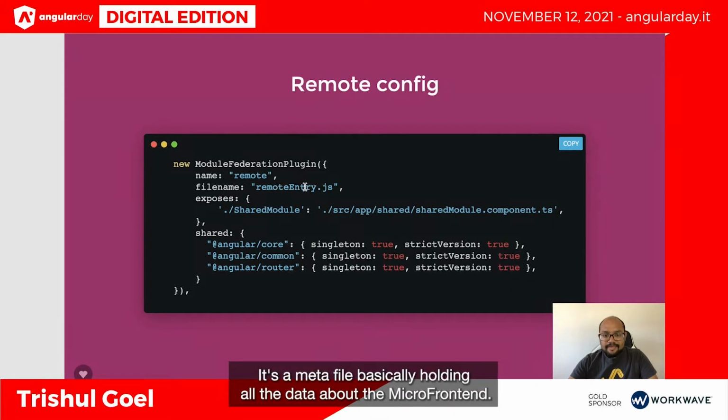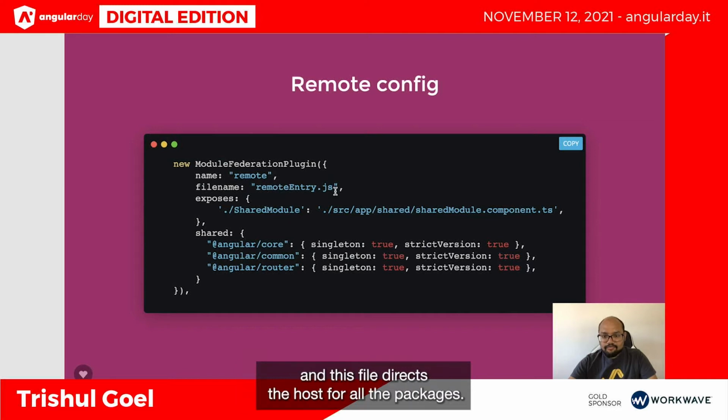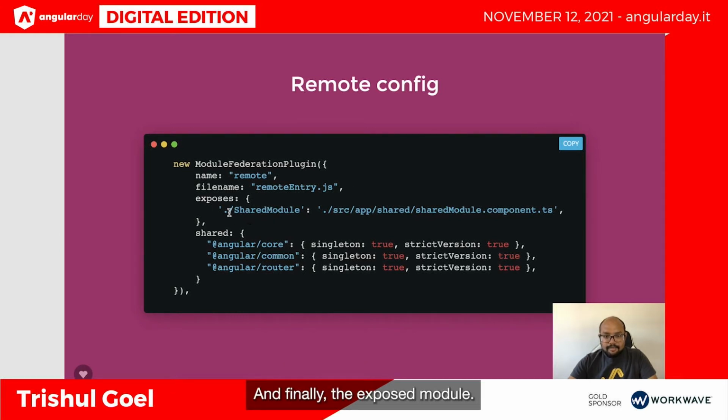So what remote entry is, it's a meta file basically holding all the data about the microfrontend. When host requires this microfrontend, it looks for this file, and this file directs the host to all the packages, let's say the chunks, whatever is required. And finally, the expose module.